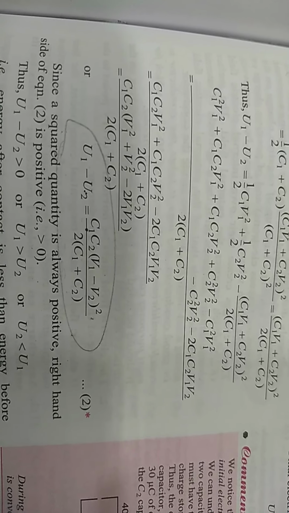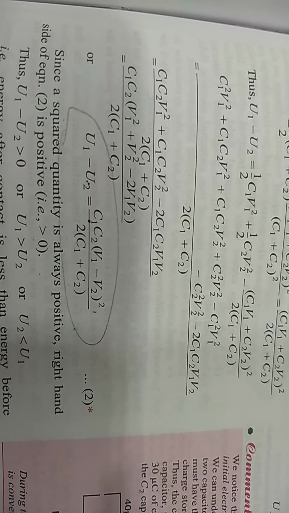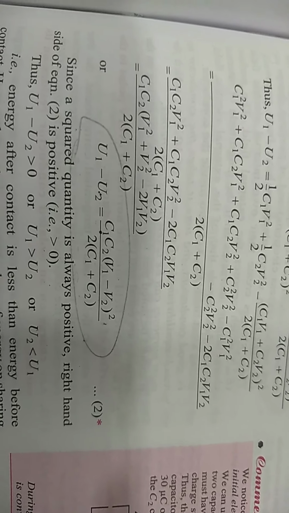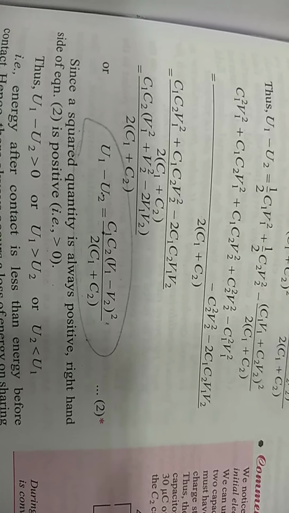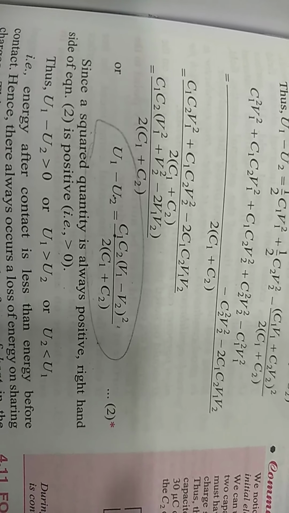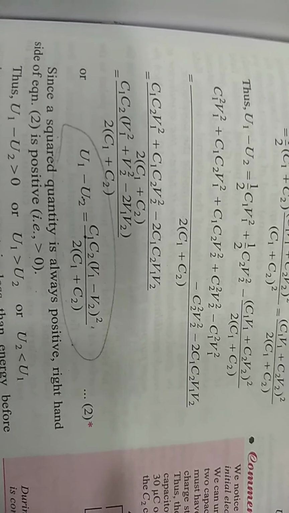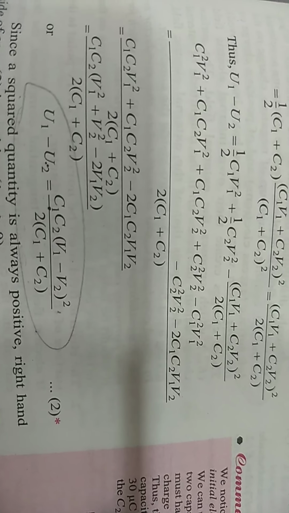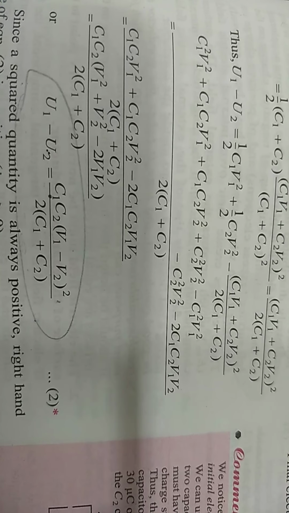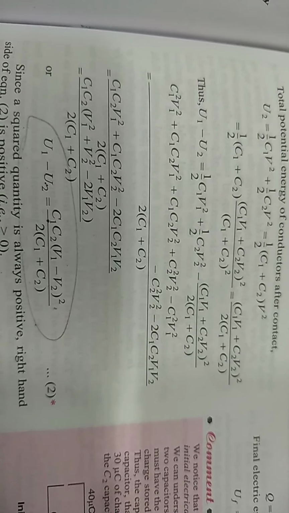So this is the energy loss when two conductors which are at different potential are joined. After joining, as I told, the potential will remain same, and all these concepts are that the charges will be conserved before and after. So using that concept, we derive this relation that U1 minus U2 is equal to C1 C2 into (V1 minus V2) whole square upon 2 (C1 plus C2).